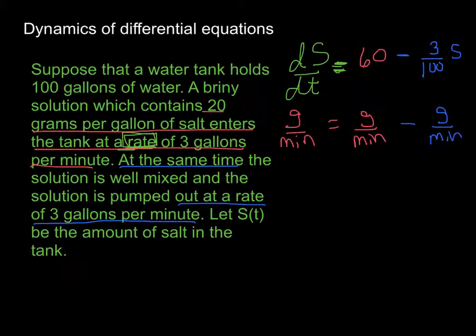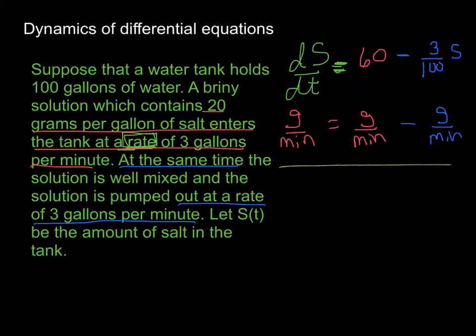Now the underlying assumption here is that we're actually using a full tank. That's why I've got a 100 here. This could change if I was dealing with a tank that was only half full, that would be a 50. If it was a quarter full, that would be a 25, and so on and so forth. So let's look at the dynamics of this particular differential equation, and first we're going to find equilibria.